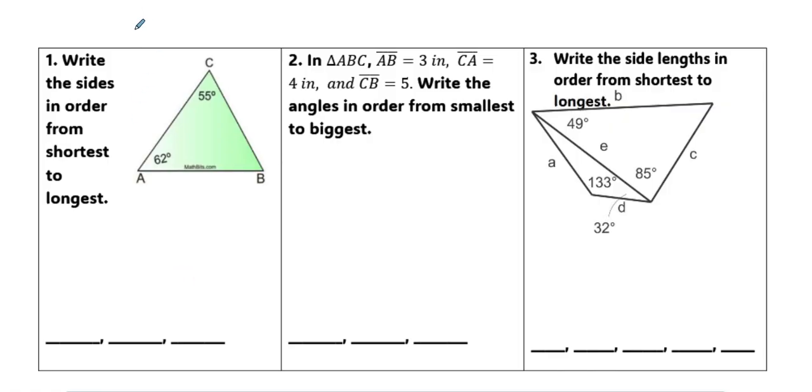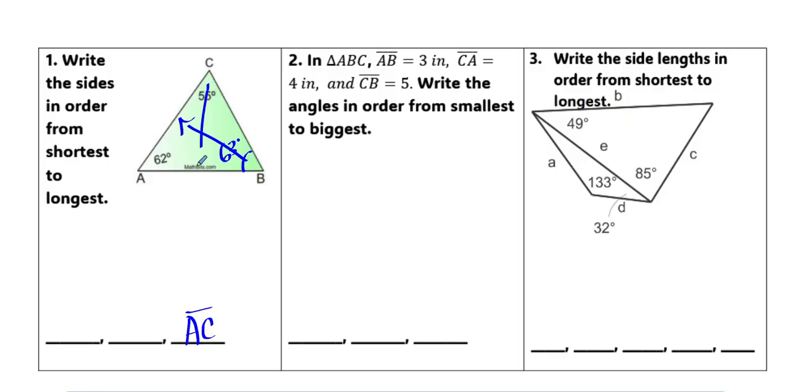All right, so we're going to write the sides in order from shortest to biggest. First off, we need to figure out that third angle. If that's 55, that's 62. We subtract both of those from 180. We see that that is 63 degrees. So that is our biggest angle. That means across from that is going to be our biggest side. So AC has to be the longest.